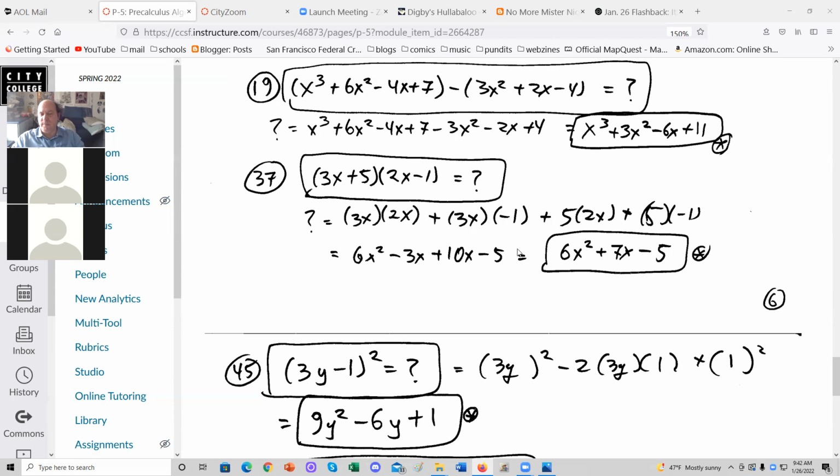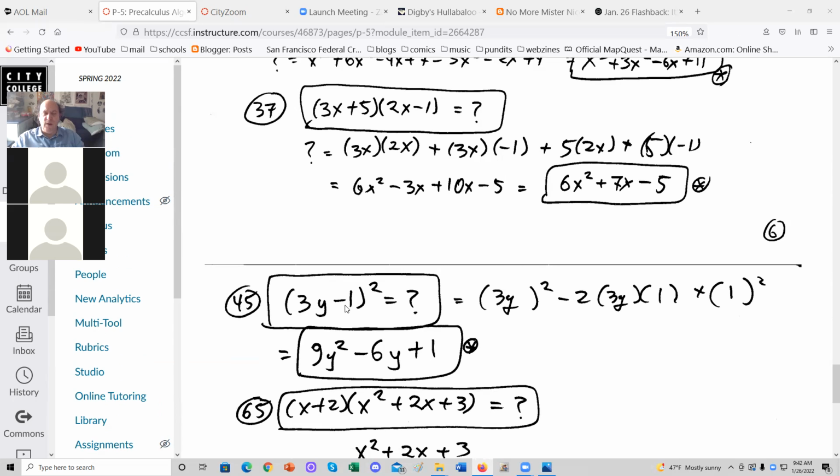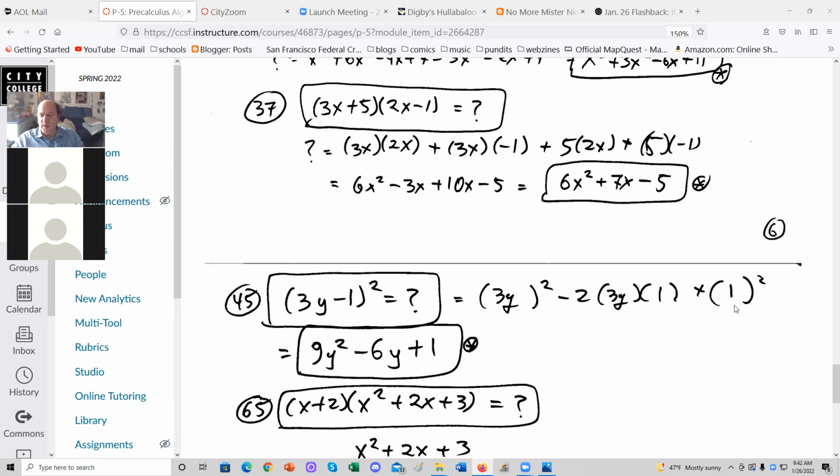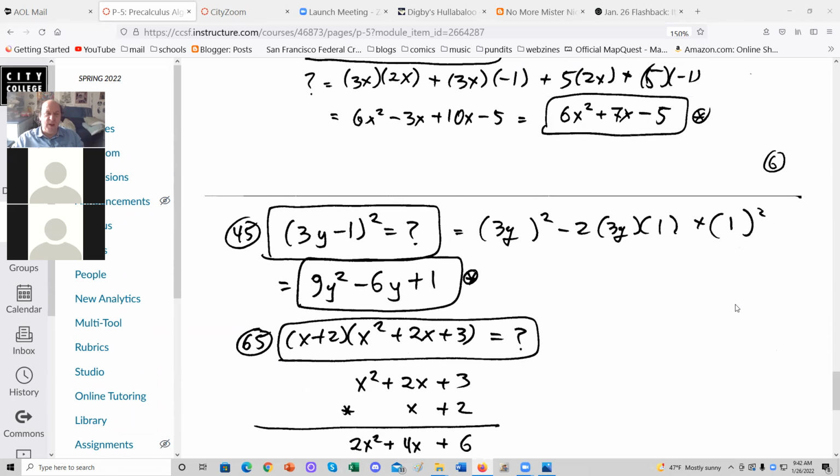There's the answer. We have a square of 3x minus 1. Now here we'll use the square minus twice product plus square rule. Square of 3x minus twice 3x times 1 plus 1 squared. And after a bit of algebra, it's 9x squared minus 6x plus 1.